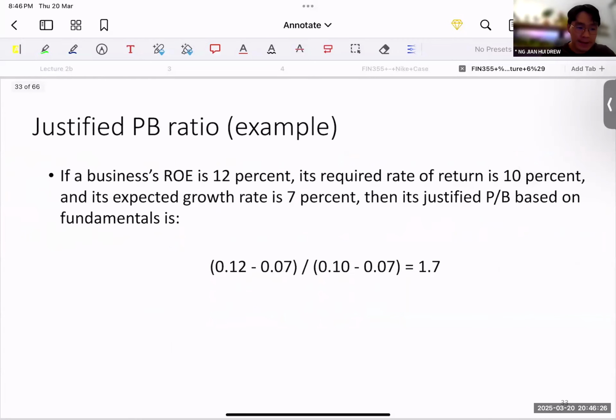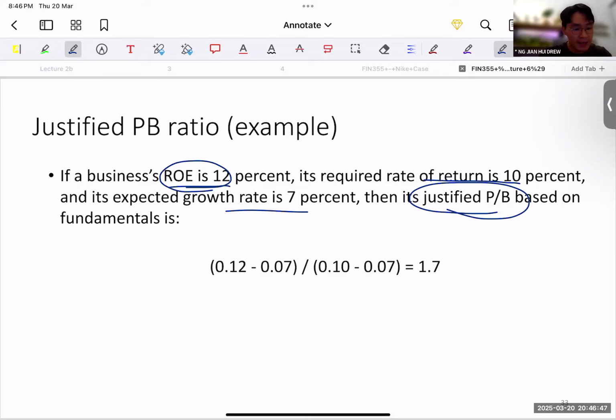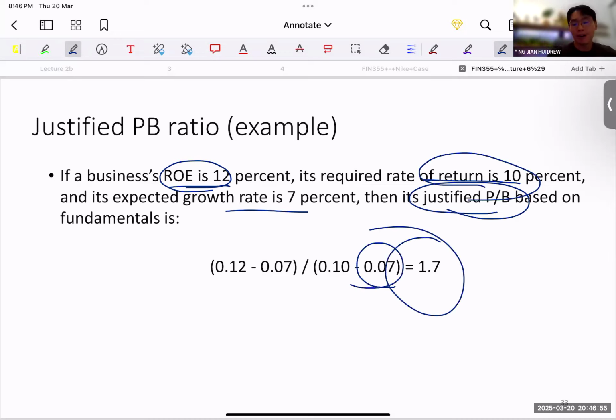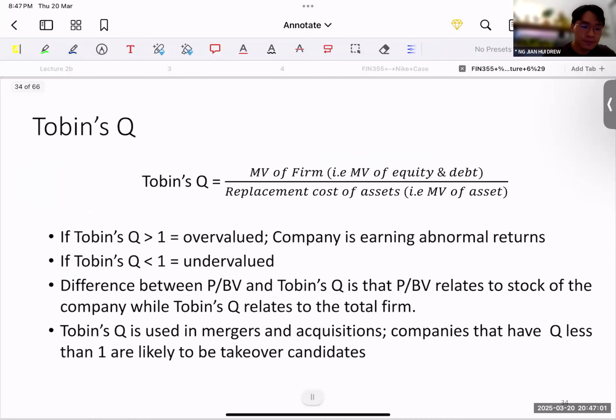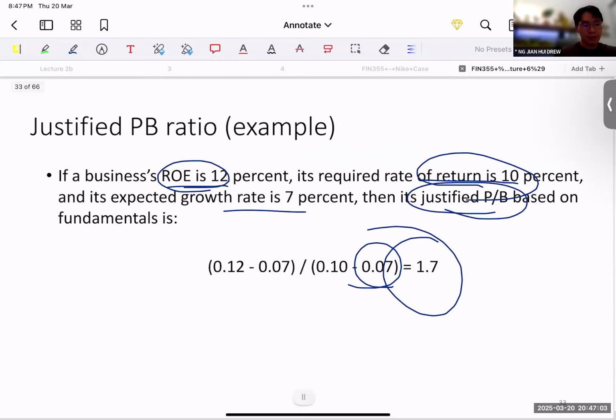Okay, so we have an example here, quite simple. We have our ROE of this business given at 12%, required rate of return is 10%, expected growth is 7%. Then the justified price to book value will be based on, we just take ROE minus the growth, divide by required return 10% minus the 7%, and then this is our justified price to book value. So that's all we have for price to book value.